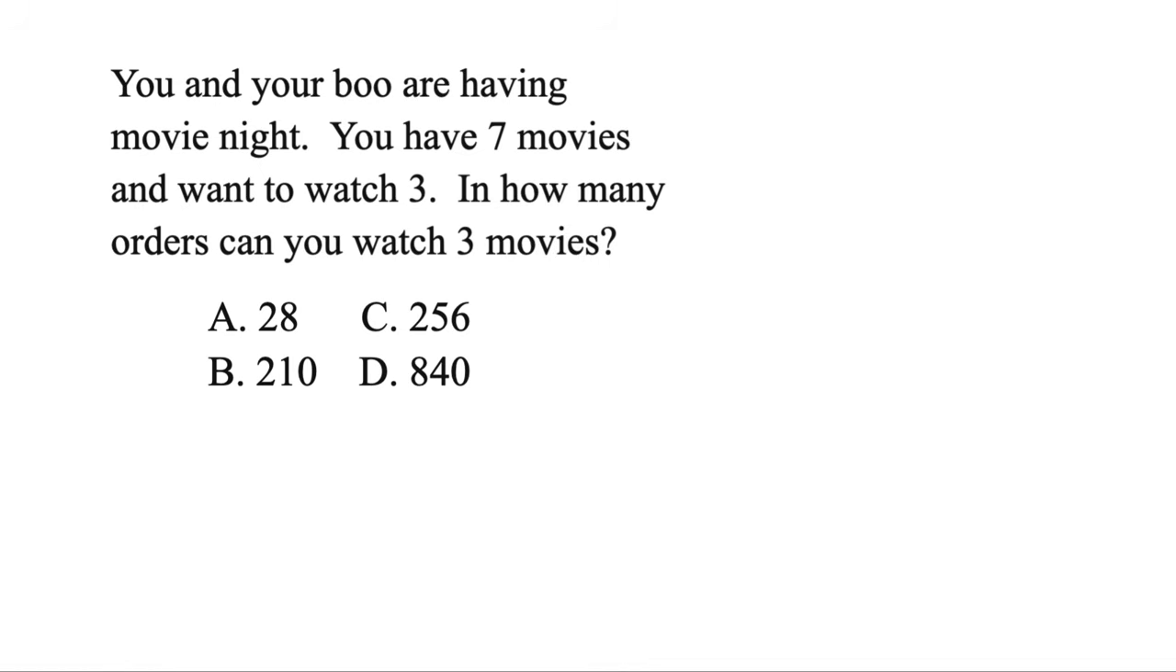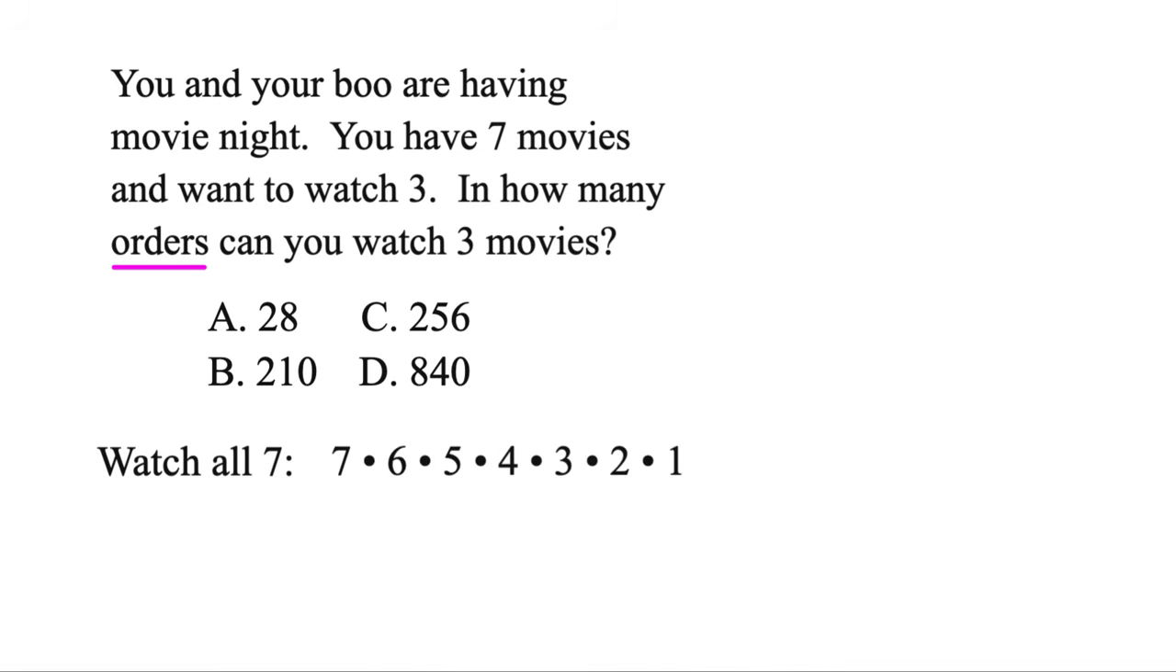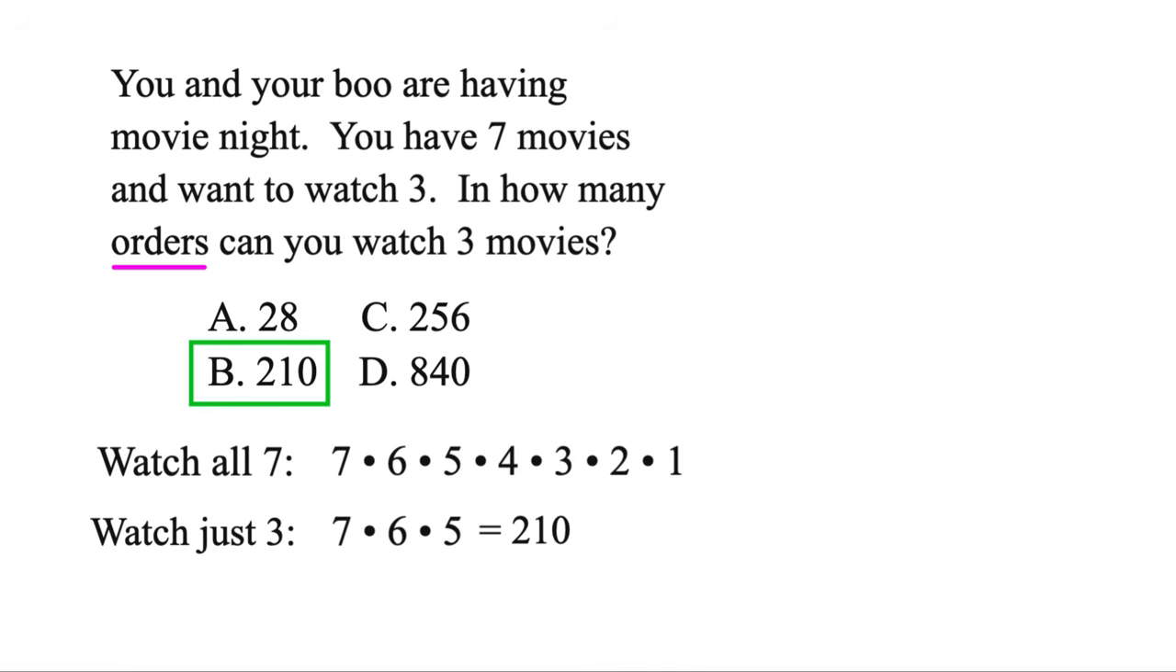You and your boo are having movie night. You have 7 movies, you want to watch 3. How many different orders can you watch 3 movies? Well, let's pretend we're watching all 7. We know the order of them matters, so we'll multiply down from 7 down to 1. But just like the horse race, if we're only interested in the first 3, then we're just going to multiply 7 times 6 times 5. In that case, it'll give us 210, and that's it.